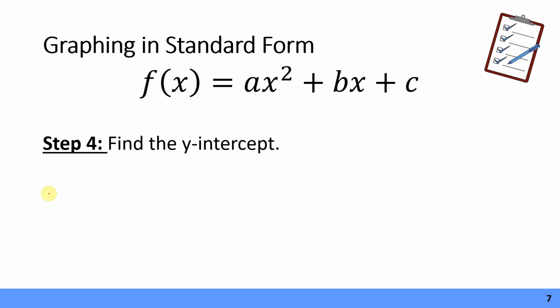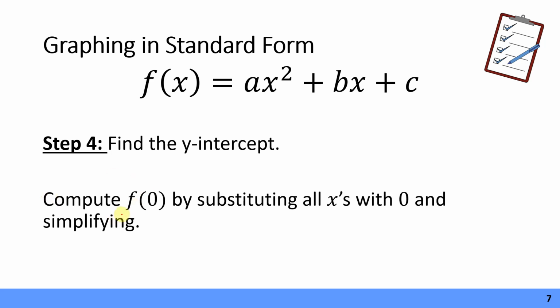Now, step four, we have to find the y-intercept. This is super easy. To find the y-intercept, all you have to do is compute f of 0, which is the same thing as substituting all the x's with 0 and simplifying. So I think this is pretty easy. You're going to put a 0 here and a 0 there, and then you're just going to compute that. Whatever you get, that's your y-intercept.